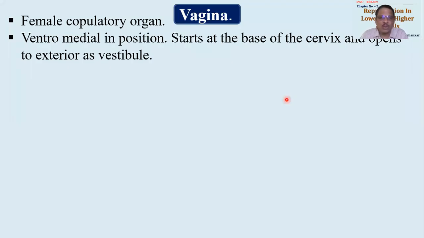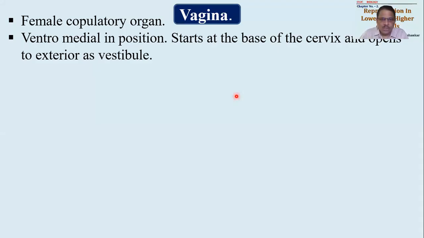So it is considered as ventromedial in position. Okay. Will be starting at the base of cervix and will be opening to the exterior in vestibule or in female genitalia as vestibular opening or vaginal opening or female genital opening. तो इस फॉर्म में ये बाहर ओपन हो सकता है. That is important. So remember it very well.